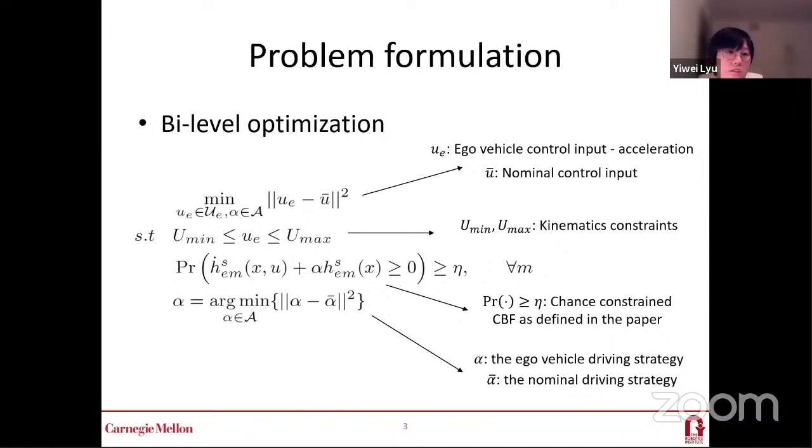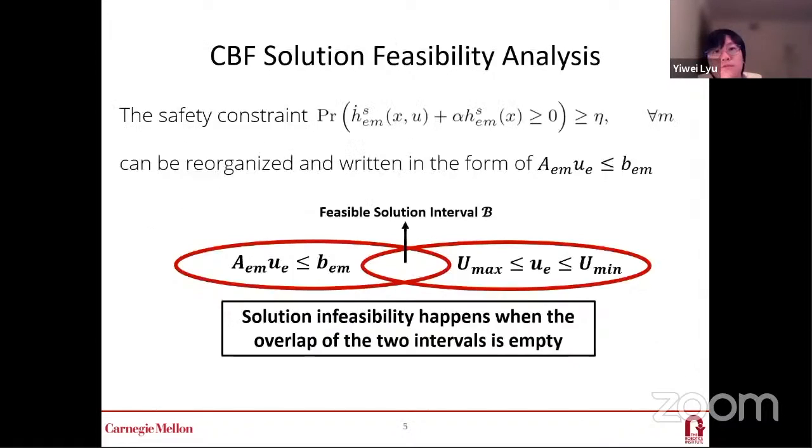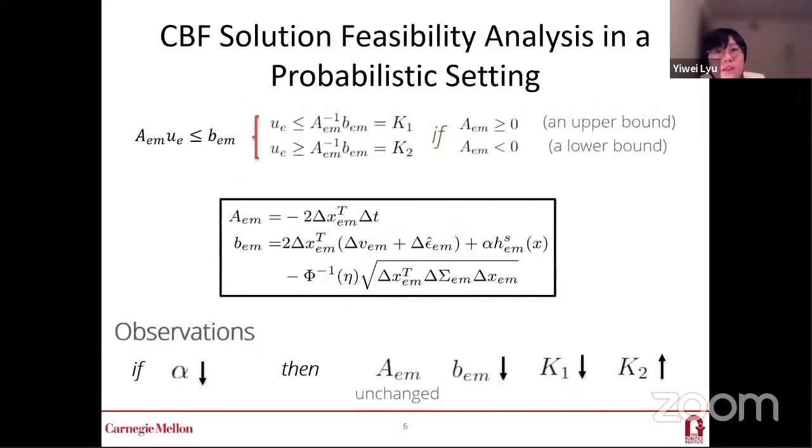To figure out where this third constraint comes from, we first need to understand why the problem will become infeasible. If we formulate the safety constraint into the form of AU less than or equal to B, now we have two ellipsoids representing the kinematics constraint and the safety constraint. We can see that the solution infeasibility happens when the overlap of the two intervals becomes empty. And we can further derive an upper bound and a lower bound over the control input U.